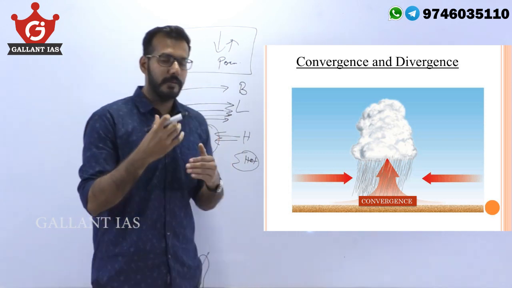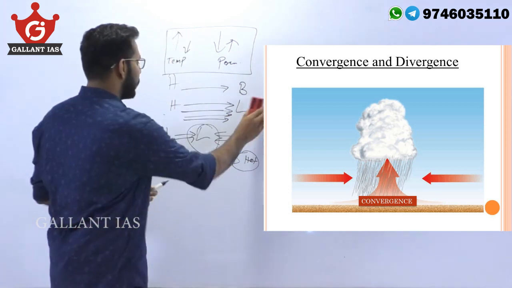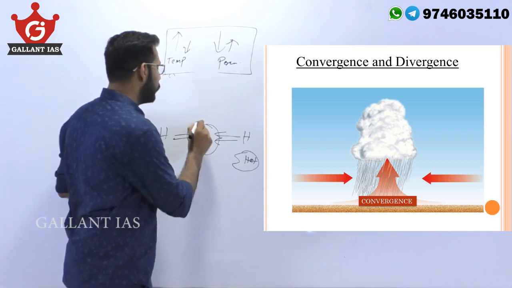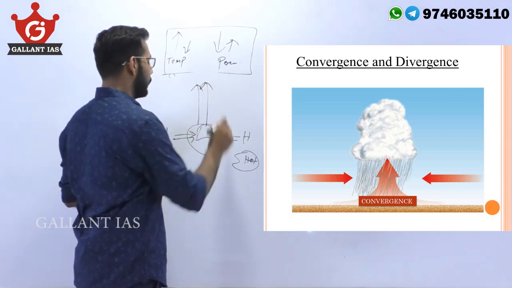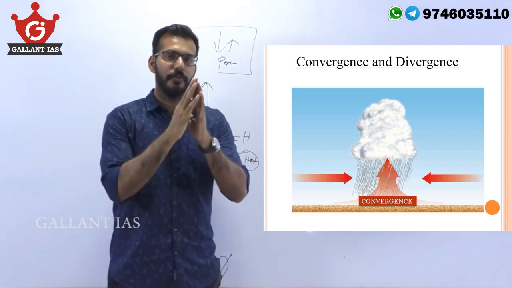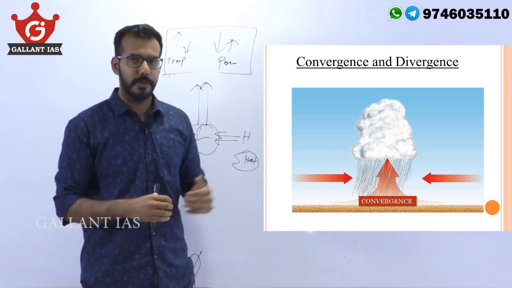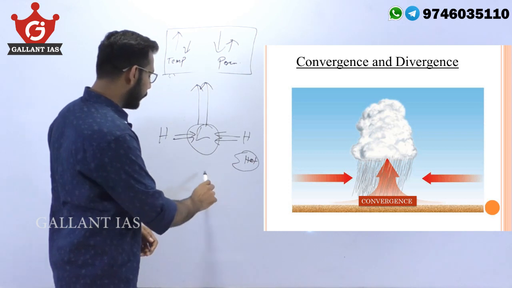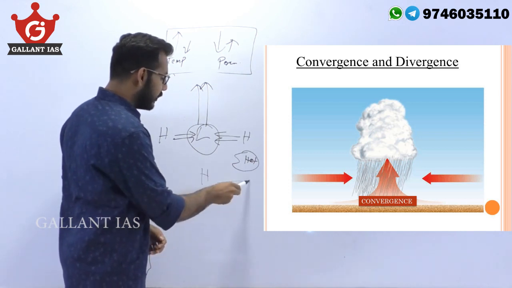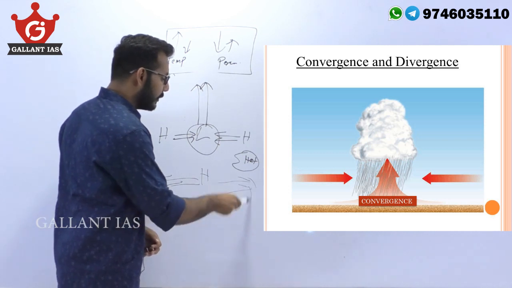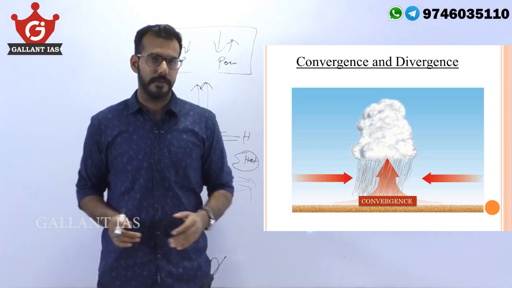Now what happens when converging winds collide at the point of low pressure? It tends to rise. Convergence leads to rising of the air. And in the opposite, you have divergence of wind. When from the high pressure area, wind is moving out towards all directions, the wind can be said to be diverging from that point.